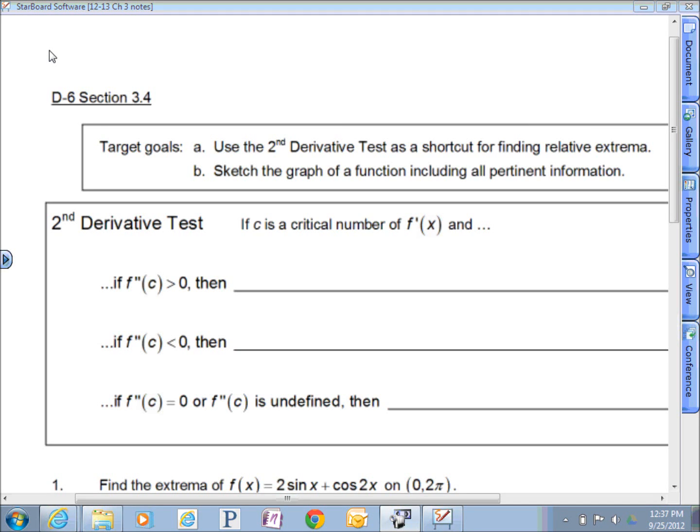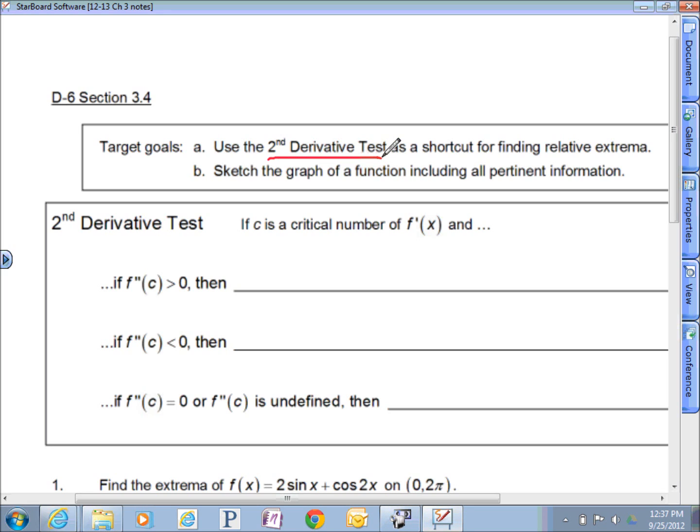Day 6 is section 3.4, chapter 3. We've been doing all this stuff with extrema, maximums, minimums. We learned a little bit about how to find inflection points and intervals of concavity. Well, now we're going to jump to this thing that we're going to call the second derivative test.